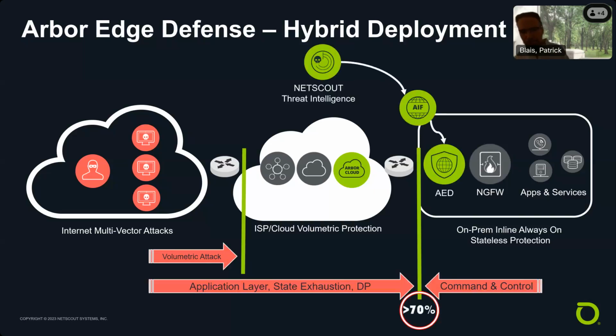But what happens next? Well, threat actors start realizing that the volumetric attacks are not effective, and they shift to multi-vector. Makes sense? So as we've seen, this includes things like application layer and state exhaustion, direct path.